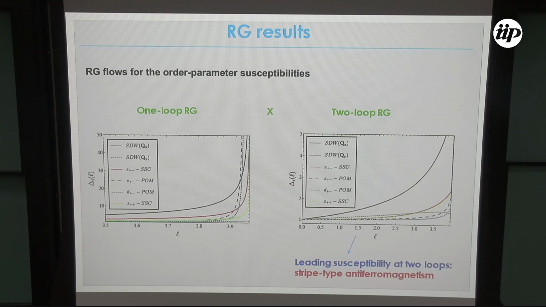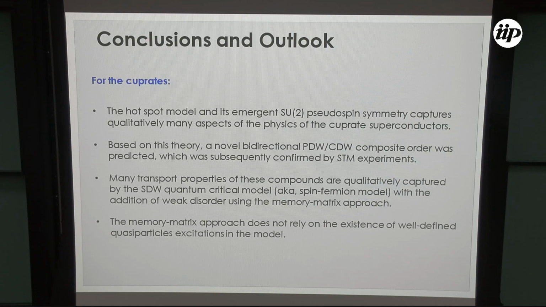But of course, this is just a model calculation. Okay, so I end with the conclusions here. I talked about two different materials in my talk. In the first part of my talk, I talked about the cuprates, and I showed you that the hotspot model and its emergent SU(2) pseudospin symmetry captures qualitatively many aspects of the physics of the cuprates.